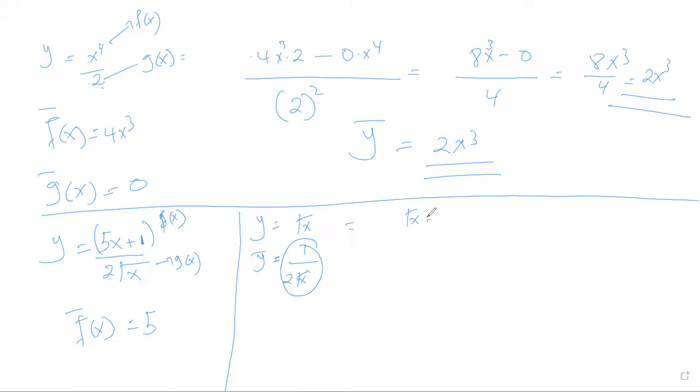Root of x will be x power a half. If you want to differentiate this one, this half will come here, will be a half x. Then this half minus 1 will be minus a half. We don't want this negative, so we bring it down, and it will be 1 divided by 2 root of x, because x power half means root, and the negative we don't need.